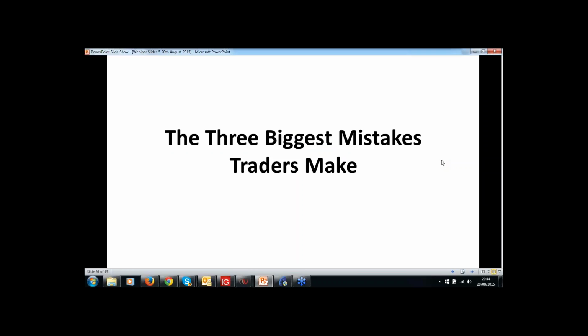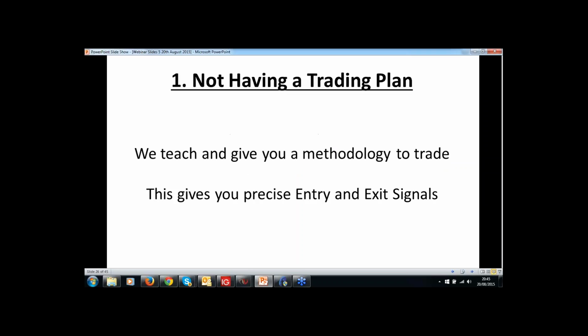And remember, I'm sure you've heard it. 90% of traders apparently fail. And one of those reasons, the first reason, is not having a trading plan. And why have they not got a trading plan? Because they have not got a methodology to trade. And remember, what we teach is a methodology to trade that gives you precise entry and exit signals. So number one, to help you from being one of those 90% is have a trading plan.